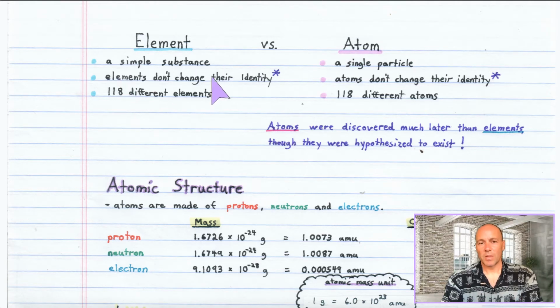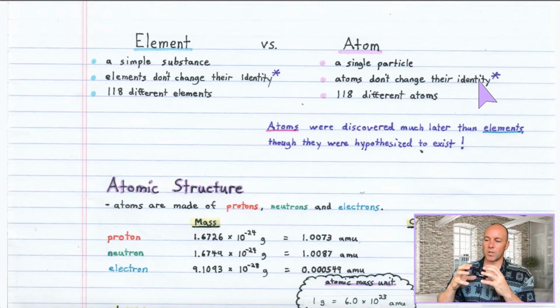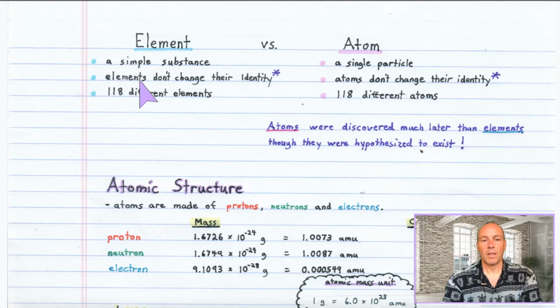The reason elements don't change their identity is because their atoms don't change their identity. So carbon atoms don't just convert into nitrogen atoms. There are 118 different elements because there are 118 different types of atoms.